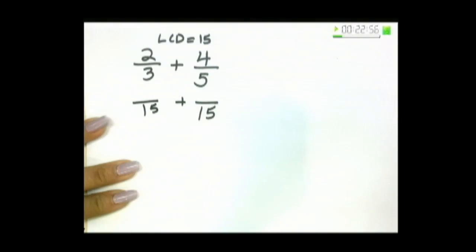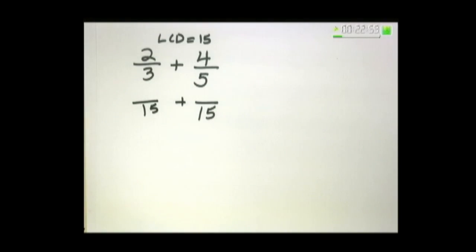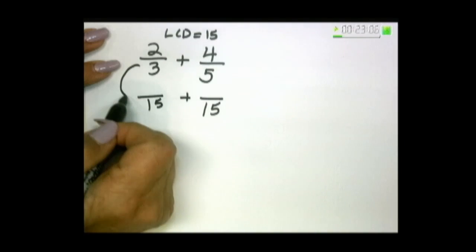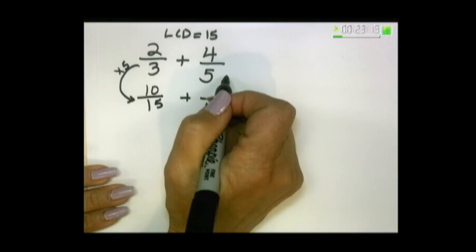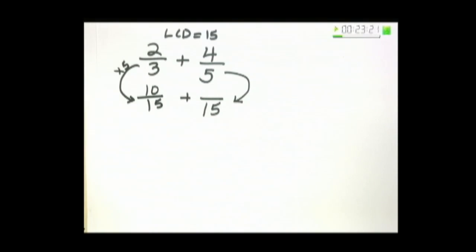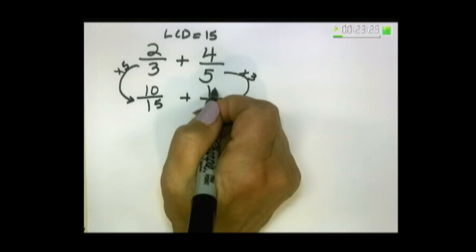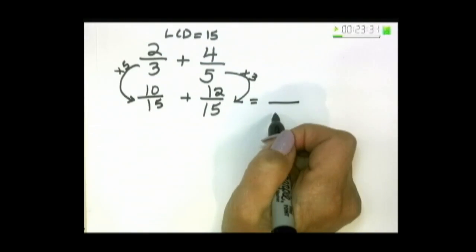Now each of these fractions must change to be an equivalent fraction with the denominator 15. Again, just compare denominators. That's all we have to compare. What do you do to 3 to get 15? Multiply by 5. So if you multiply 3 by 5 to get 15, you have to multiply 2 by 5 to get 10. Again, what do you multiply 5 by to get 15? Times 3. So if you multiply 5 by 3 to get 15, you have to multiply 4 by 3 to get 12. So now we have like fractions.